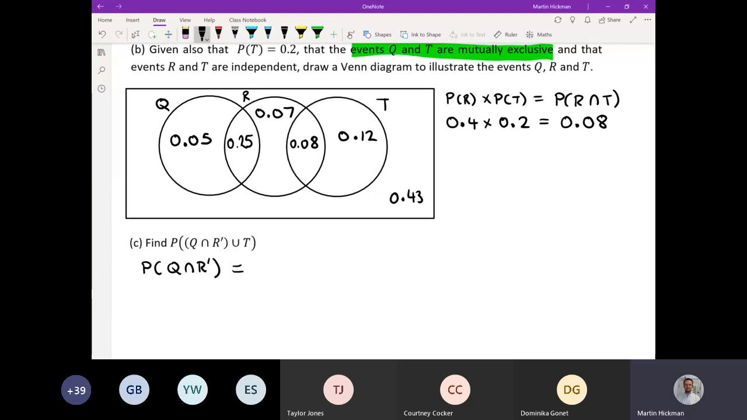To do that, this is where Q is happening and R isn't happening. So that's simply where I put this red cross here. This is where Q and R aren't happening. Because if I look at that 0.25, whilst Q is happening, R is happening as well, and I don't want R to be happening. So it would just be the 0.05 there.